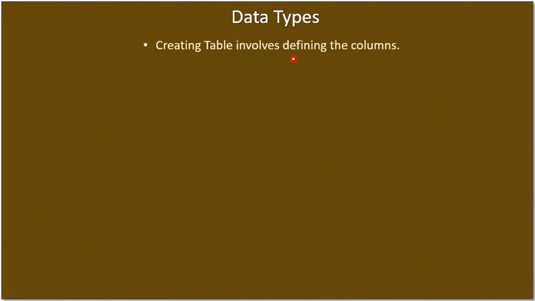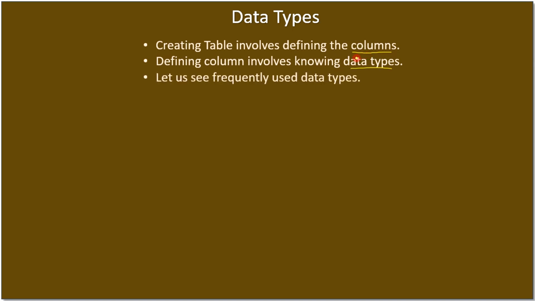So, creating a table involves defining columns. Defining a column involves knowing the data type. In a column, we will actually store the data, and when we are storing the data, we need to know what data type the data belongs to. So while defining the column, we need to specify the data type that belongs to that column. So let's see frequently used data types.